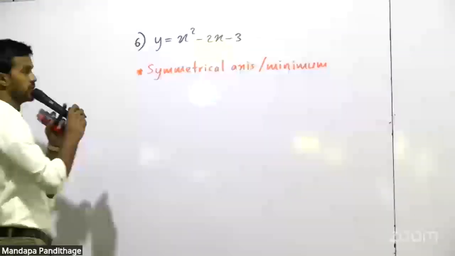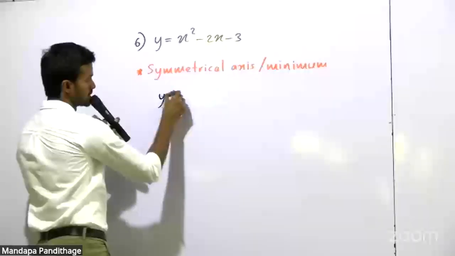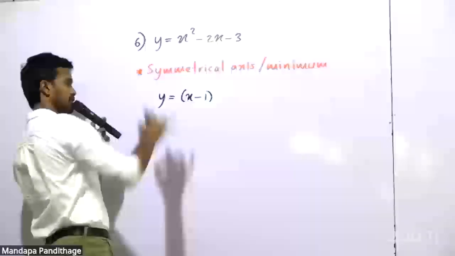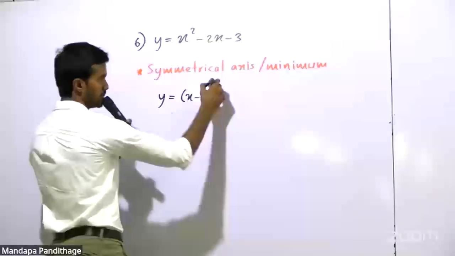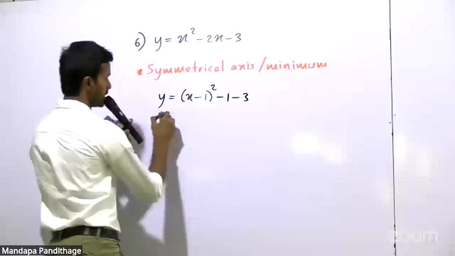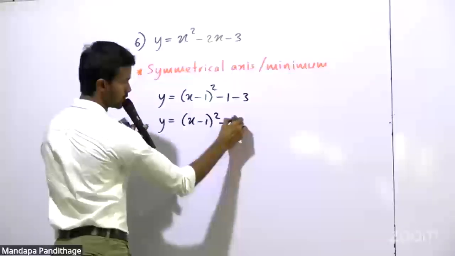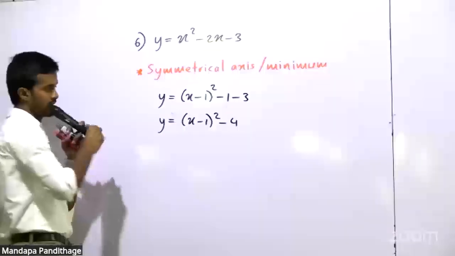What you have to do, you need to complete squares. When you complete squares, you get x minus 1, because I'm not going to explain how to complete squares. Half of this is minus 1 squared, so you put in a 1, minus 1, minus 3. So you have x minus 1 squared minus 4.